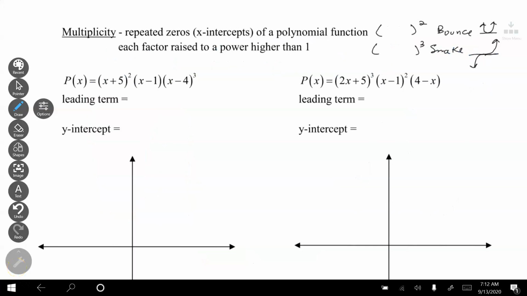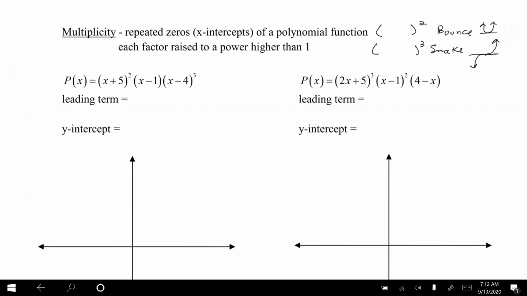Multiplicity is when we have exponents on the outside of the parentheses, and they're called repeated zeros. When it's raised to the first power, we don't write it down, and it goes through the x-axis very clean, like a line goes through. But if you put a squared, I call it a bounce. It will hit it like a parabola, x squared, and if there's a cubed, it would go through what I call a snake, or like a cubic function.